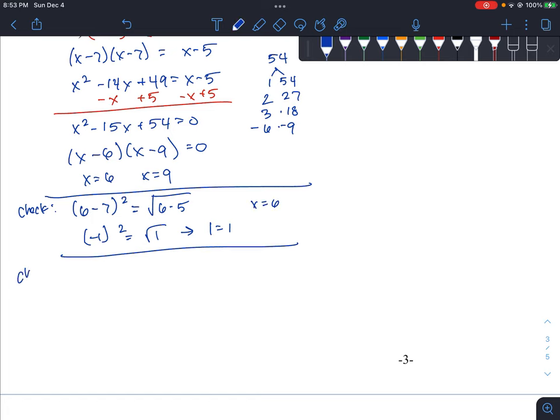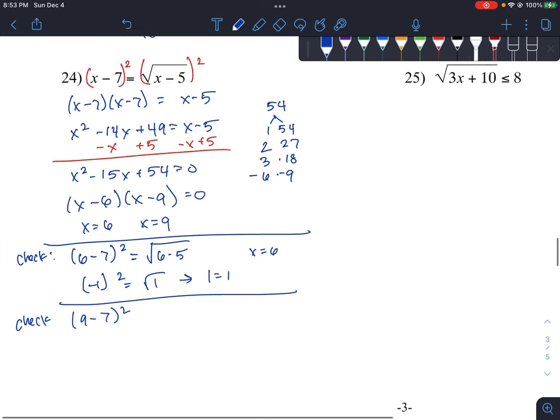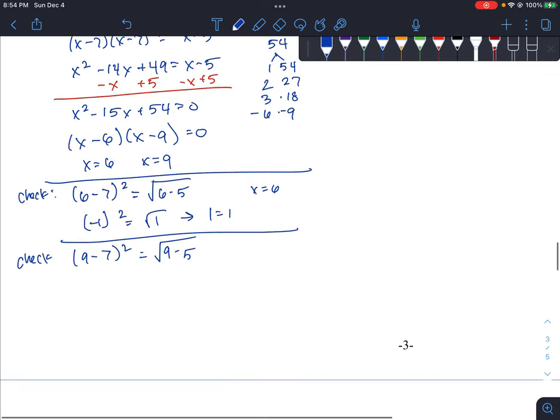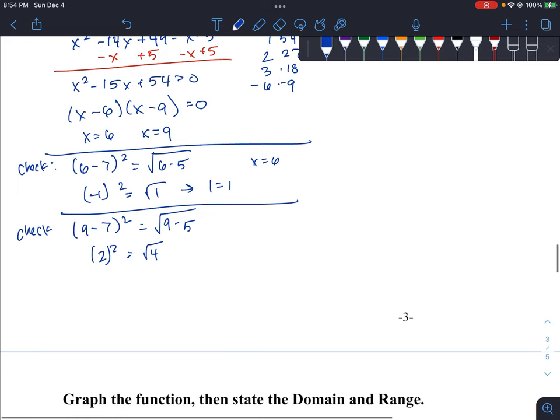Okay, let's go ahead and do another check, but for 9. So I'm going to have 9 minus 7 squared equal to the square root of 9 minus 5. Okay, so then this is going to be equal to 2 squared equal to the square root of 4. So then this is going to be equal to 4. That's going to be equal to 2. Since those don't work, it looks like x does not equal 9.